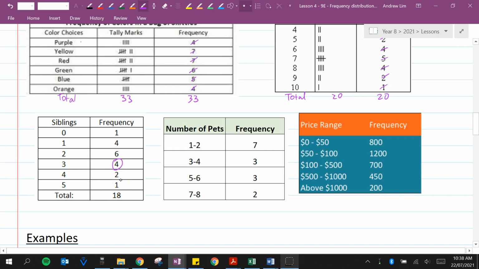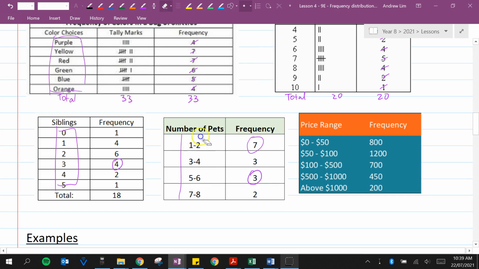We can also have a range. So the score or the outcome doesn't have to be a word. It doesn't have to be one particular number. It can be a range of numbers. So here we've got between 1 and 2 pets. 7 people have either 1 pet or 2 pets. Or we can say 3 people have either 5 pets or 6 pets.